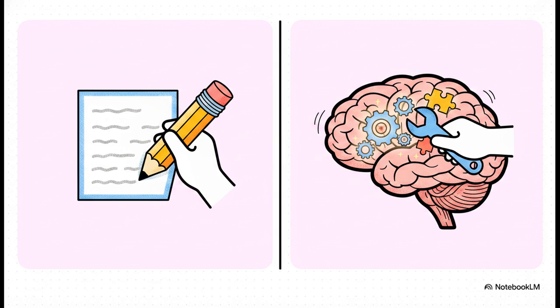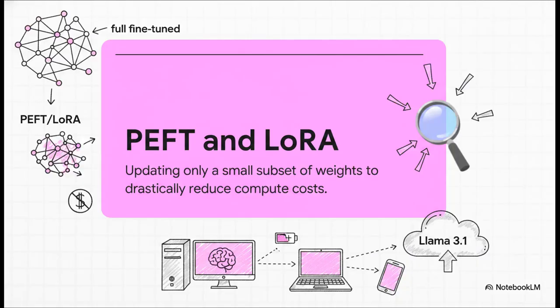Fine-tuning, on the other hand, is the process of actually modifying a pre-trained LLM's internal weights. You're directly baking that specialized domain knowledge right into the model's brain. So you might be wondering, how do we actually pull this off on a home setup?